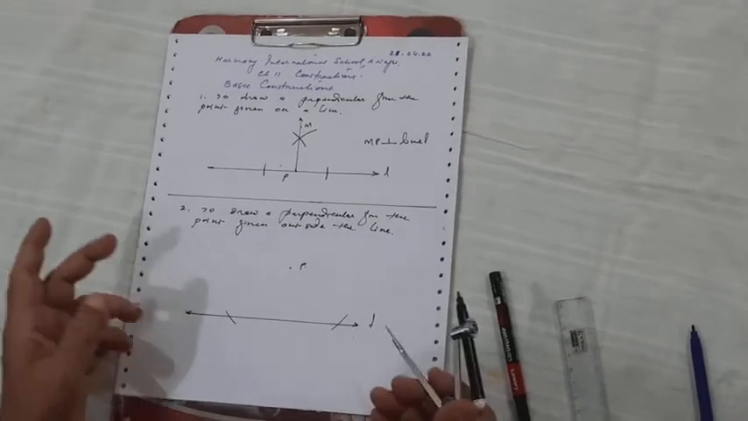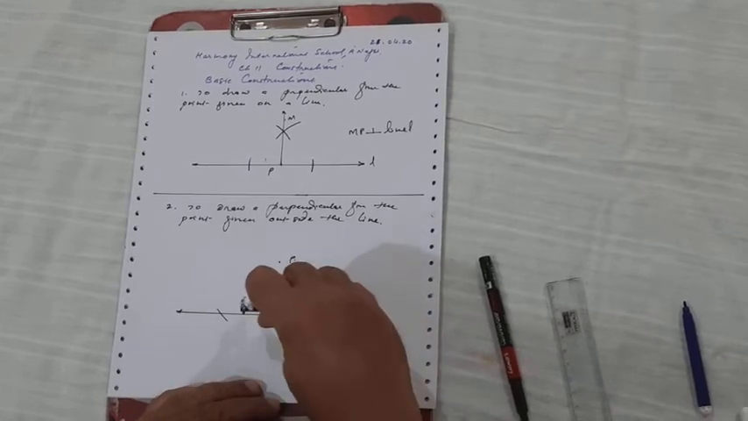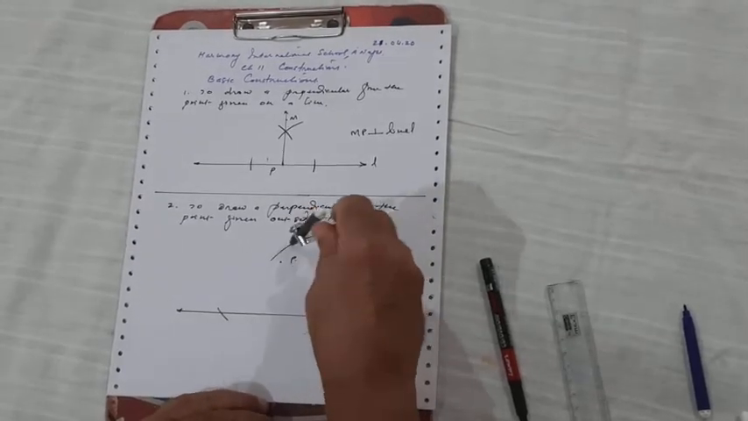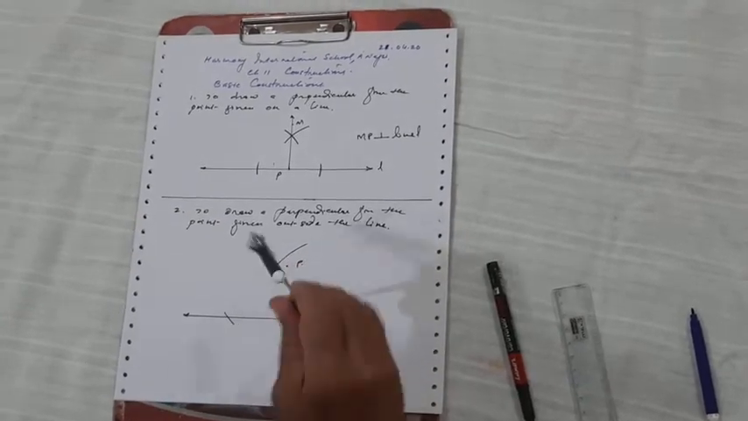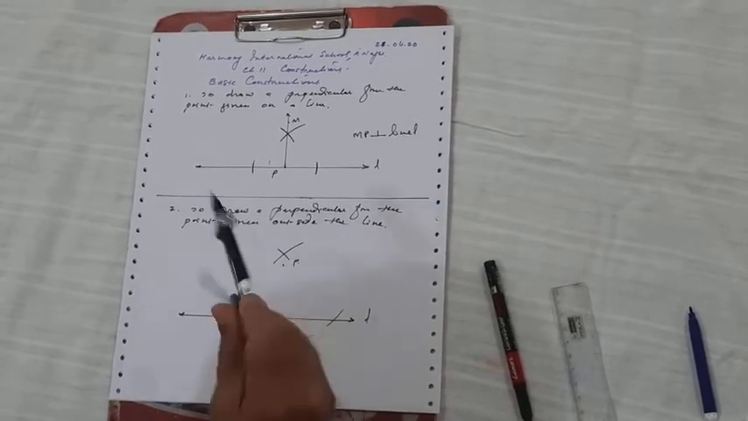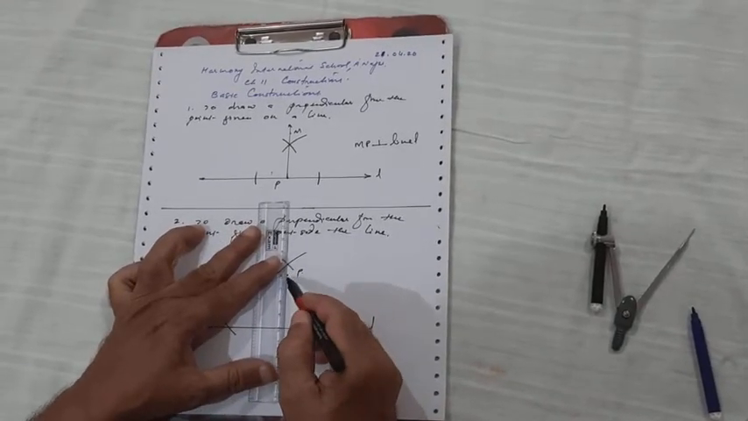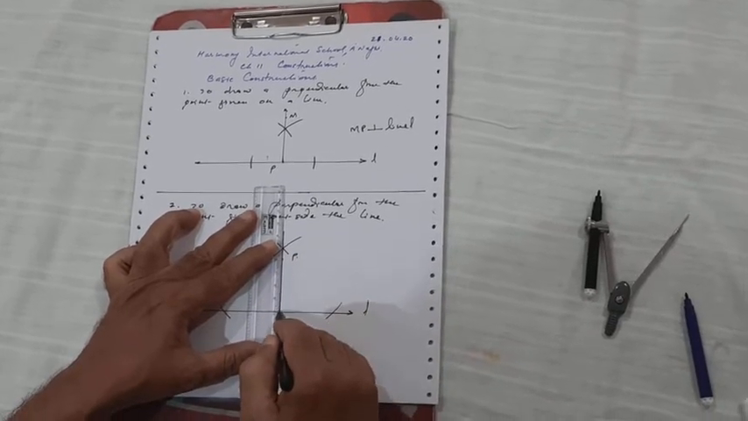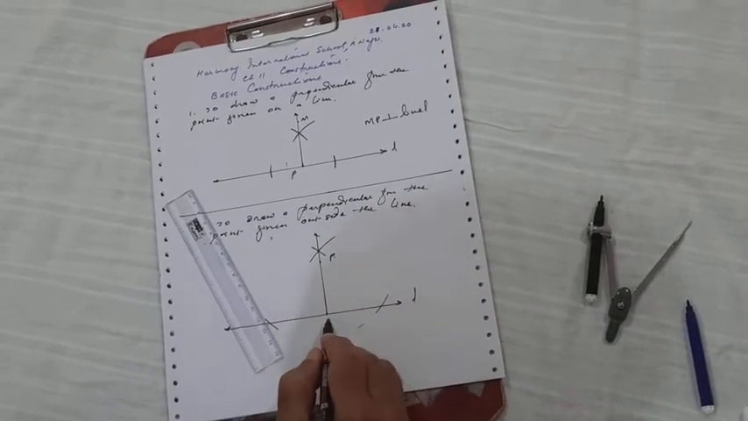Now from these 2 points, taking again more than half. The distance should be more than half. See here. It is more than half. You can take little bigger and draw an arc just above. It may be above the point P or it may be down. Again, taking the second arc, cut the first arc here. You will get the point of intersection. Join this point with this P and extend it up to the line. So this will be your perpendicular from the point outside the line.